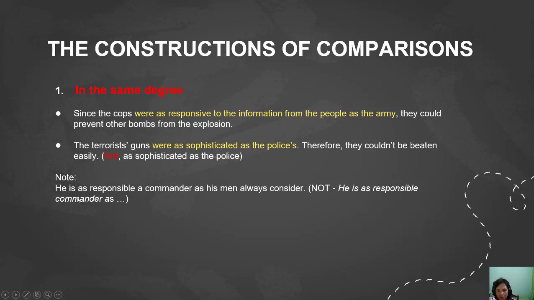I have some sentence like this. He is as responsible a commander as his men always consider. So if you want to have a noun here, you may not write like this: He is as responsible commander as blah blah blah, because what we compare is we talk about adjective. That's why we must have it like this: He is as responsible a commander as his men.